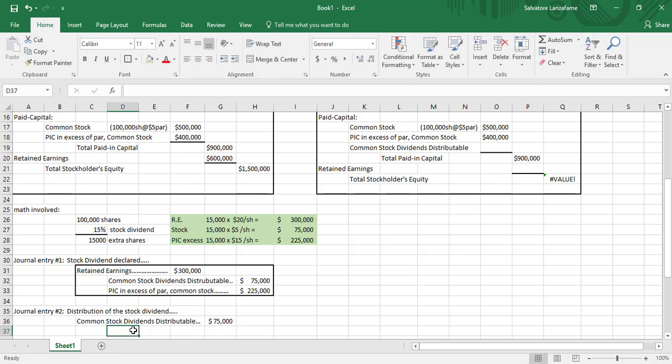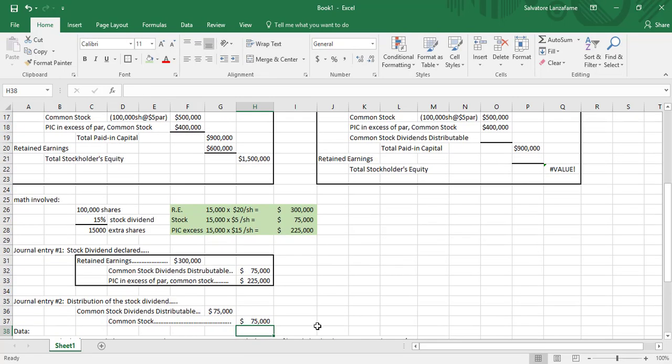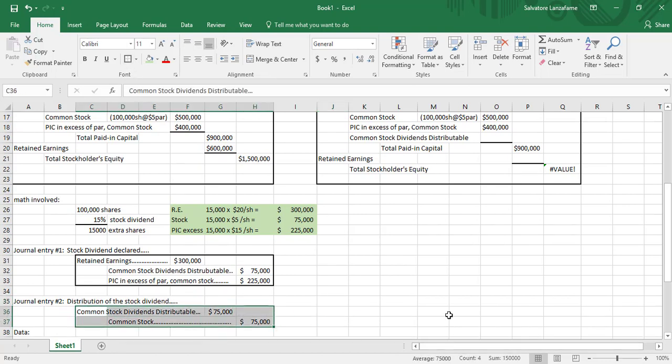And now that we've gotten rid of the obligation, the reason why you're getting rid of the obligation is because you're actually giving them the stock. So we're going to credit common stock. And remember, common stock is always credited for the par value. The common stock dividends distributable was a temporary version of the common stock. That's why that one had to be recorded at par as well. Okay, so those are the two journal entries that are connected with a small stock dividend.